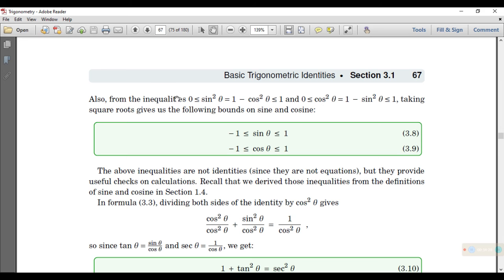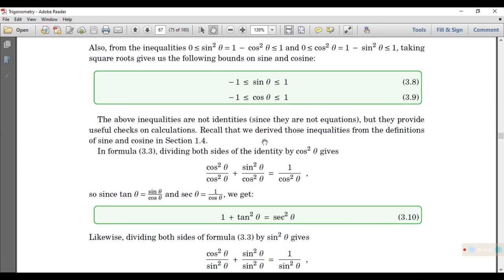So also from the inequalities, we have sine theta is greater than or equal to -1 but less than or equal to 1. Hindi ka pwede magkaroon ng trigonometric function value na sine that is greater than 1 or less than -1. Laging in between lang siya ng dalawang number. Ganon din kay cosine. Hindi ka rin pwede magkaroon ng trigonometric function value na 2 o kaya -3. Lagi lang siyang between -1 to 1.